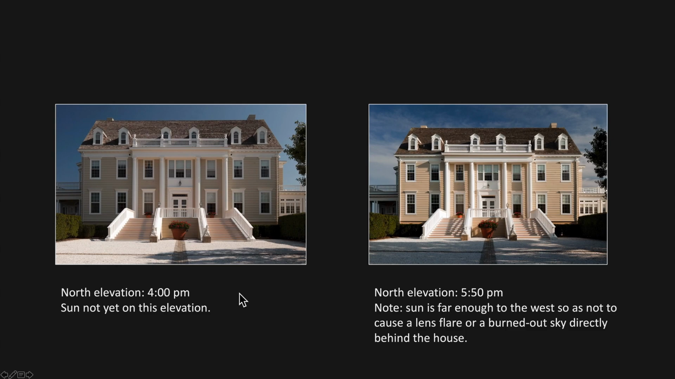So here's an example. This is a north elevation at 4 o'clock, and the sun isn't quite on the north elevation yet. But here at 5:50, note that now the sun is hitting the north elevation, and for this photograph, the sun is far enough to the west that I'm not getting a lens flare, which you can easily get.